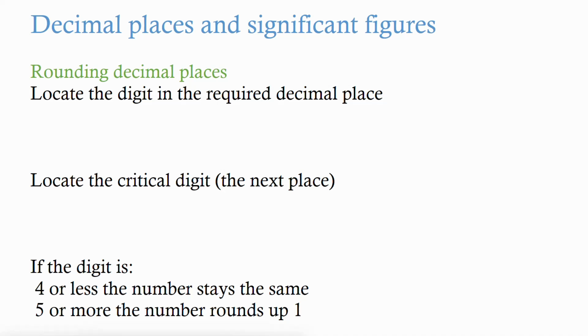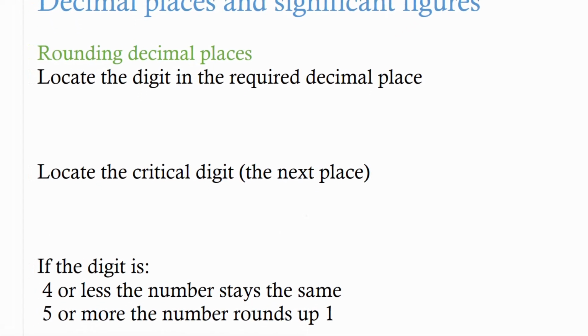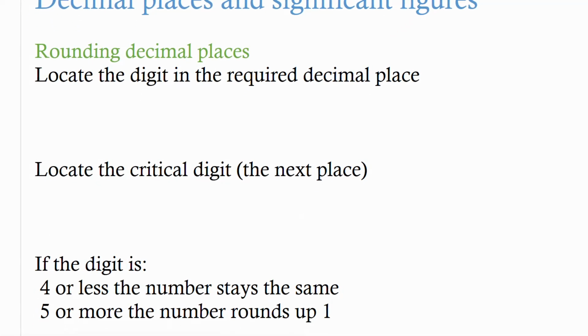In this video, we're looking at decimal places and significant figures. So the first thing we're going to look at is rounding decimal places. As we go through these steps, I'm going to be doing an example for you. Locate the digit in the required decimal place.